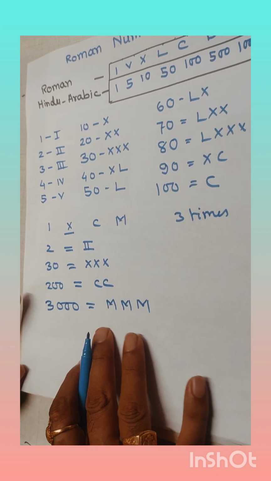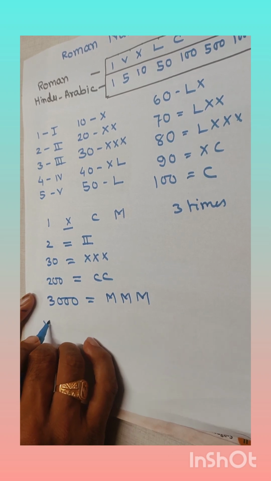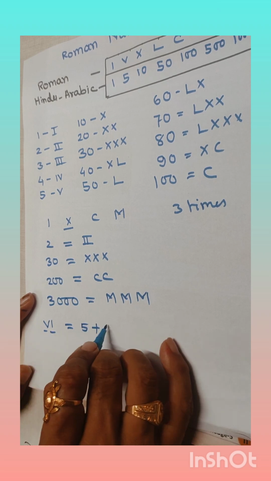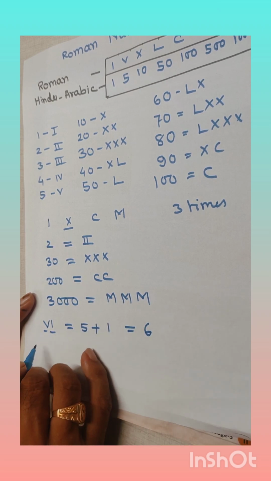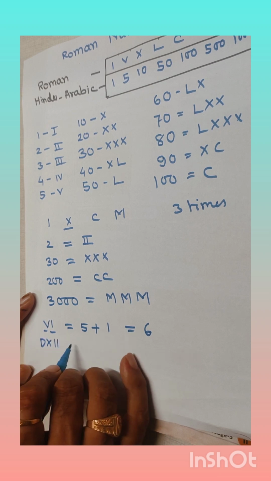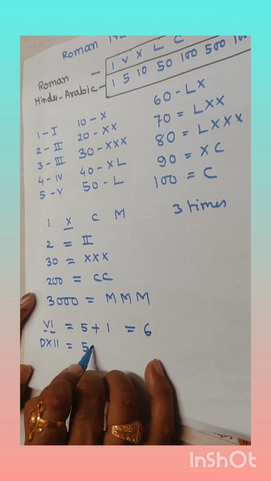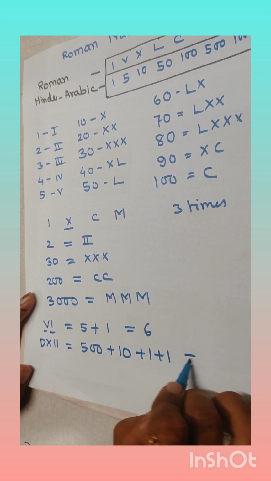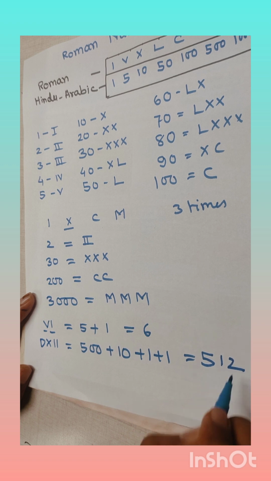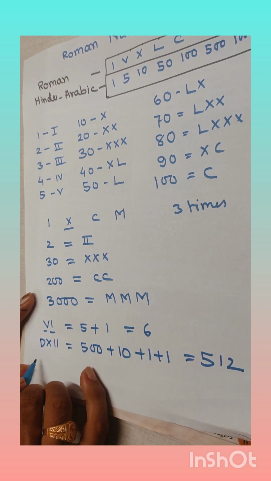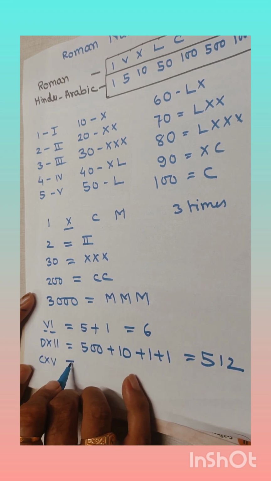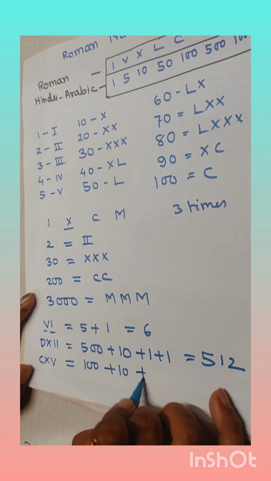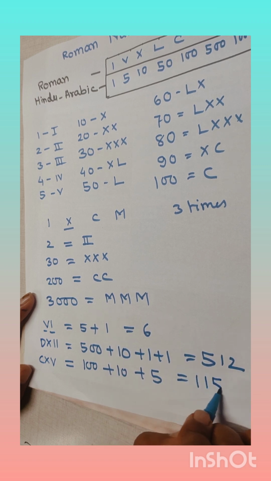Now we can easily convert VI, that is V for 5 plus I for 1, that is 6. DX double I, D for 500, X for 10 plus 1 plus 1, that is 512. If we want to convert CXV into Hindu Arabic number, C stands for 100, X 10, V 5, that is 115.